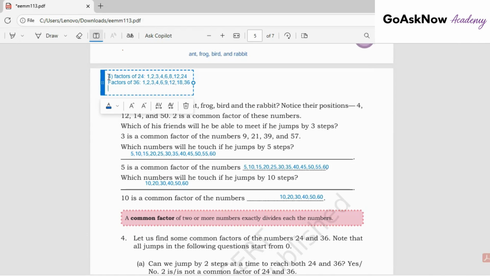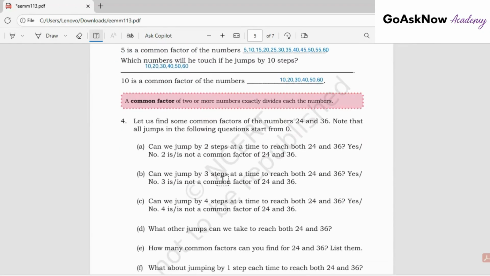Where the common factors of 24 and 36 are 1, 2, 3, 4, 6, 12. These are the common factors of 24 and 36. Let us answer this question.